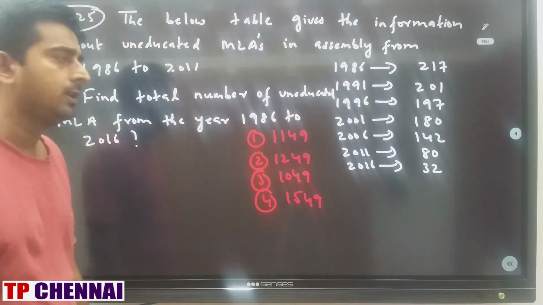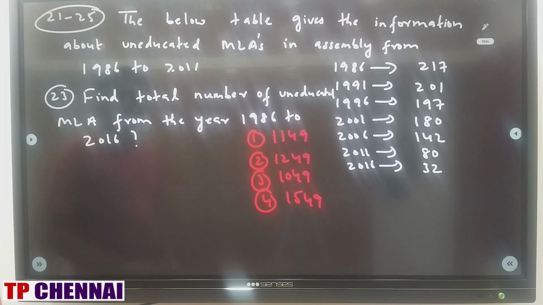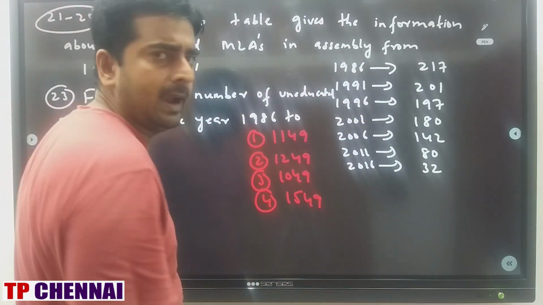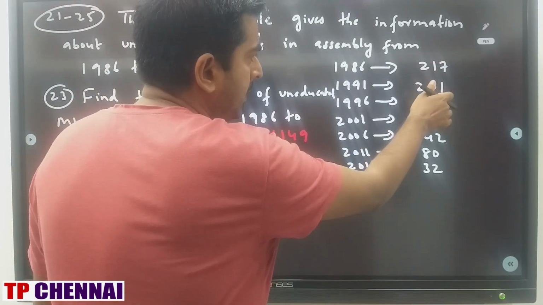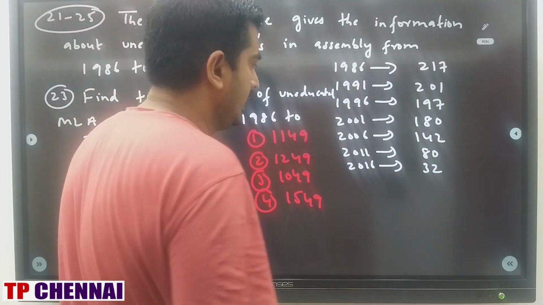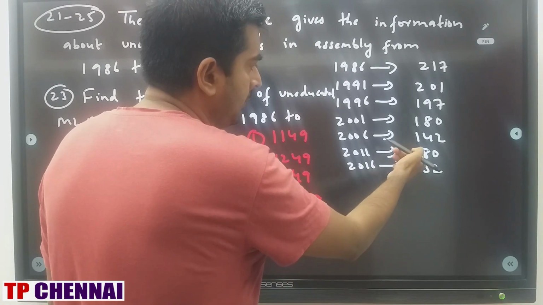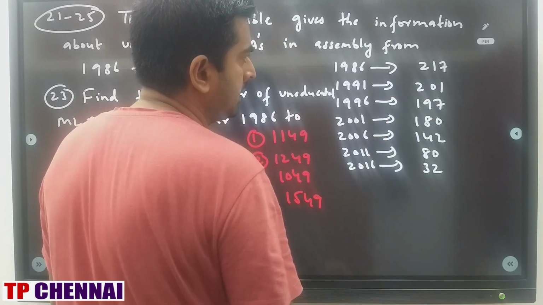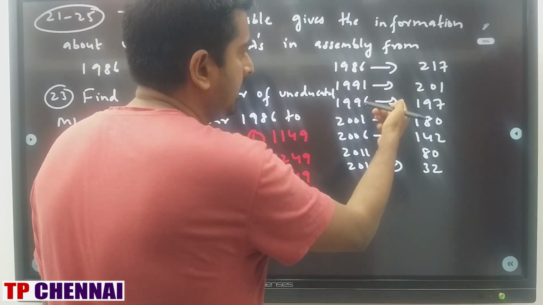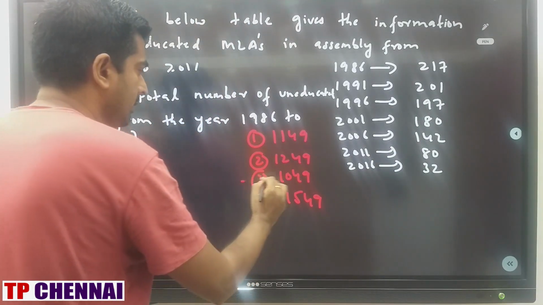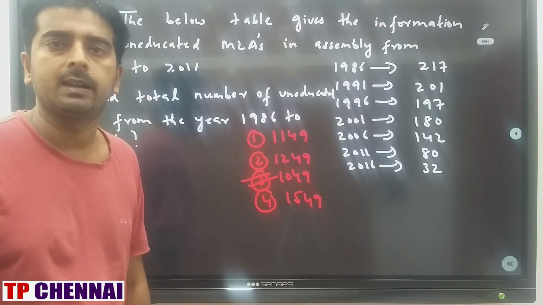So next one, 23. Find total number of uneducated MLA from the year 1986 to 2016. So we need to add all the value. Add all the value. 7 plus 1, 8 plus 1, 15 plus 2, 17 plus 2, 19. 3 plus 1, 4, 12, 16, 24, 33, 34. 5, 7, 8, 9, 10. 1049 is my answer. Third option, directly.